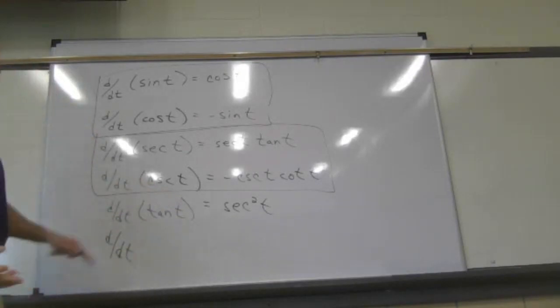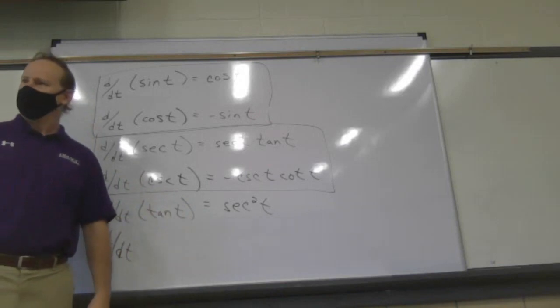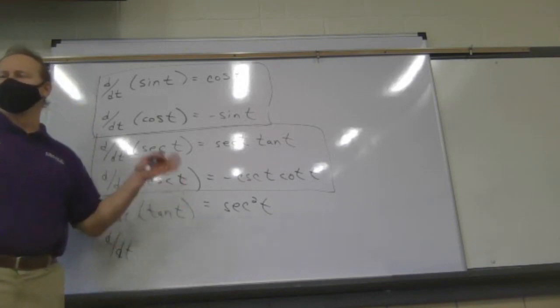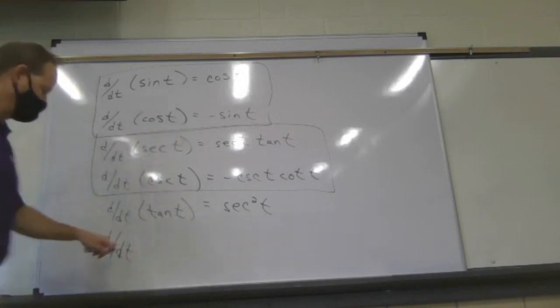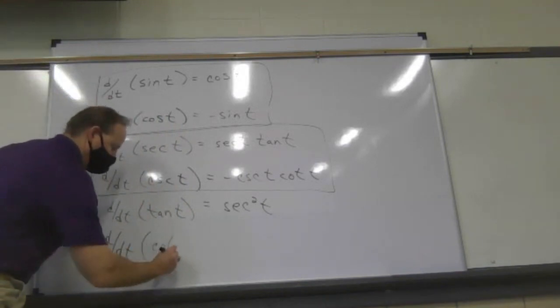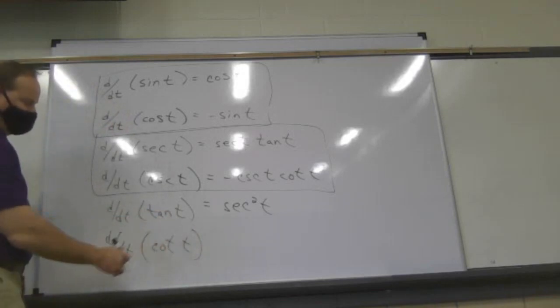So what's cotangent? It's 1 over what? What's cotangent? 1 over tangent, right? And tangent is sine over cosine, so 1 over that is cosine over sine. So the derivative of cotangent t, which is cosine t over sine t.